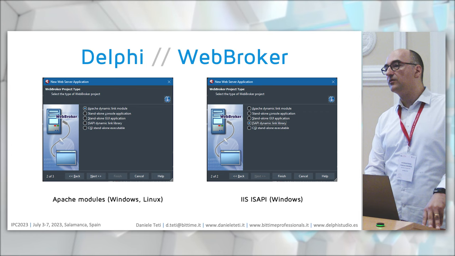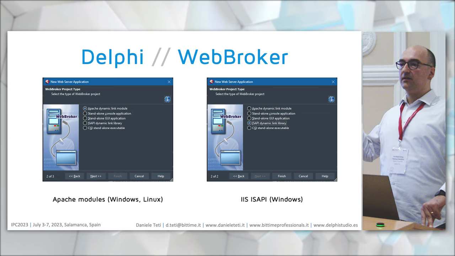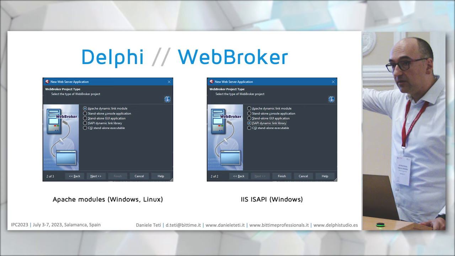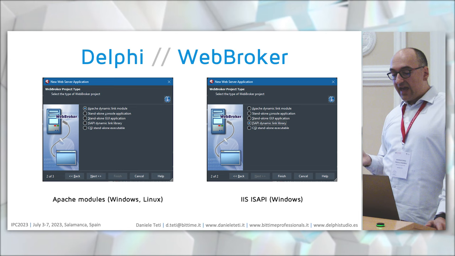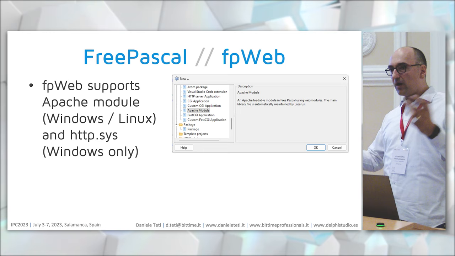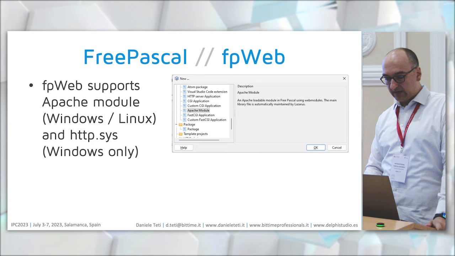In the Delphi world, we have the great framework WebBroker, which can create Apache web modules and ISAPI dynamic link libraries, to use respectively with the Apache web server and Internet Information Server. And the great thing about WebBroker is that you can switch from one to another almost without changing your code. And this is really a great thing about WebBroker.